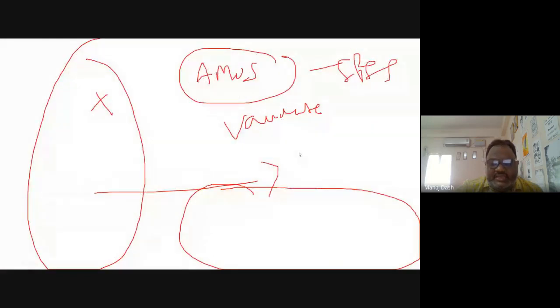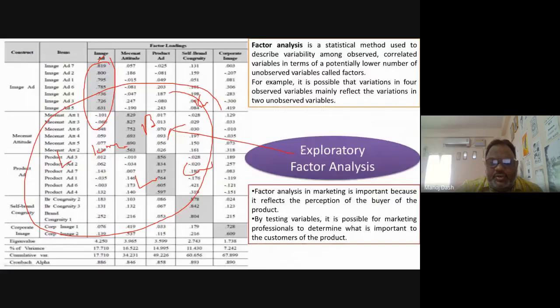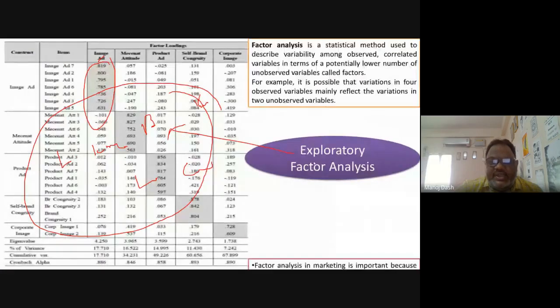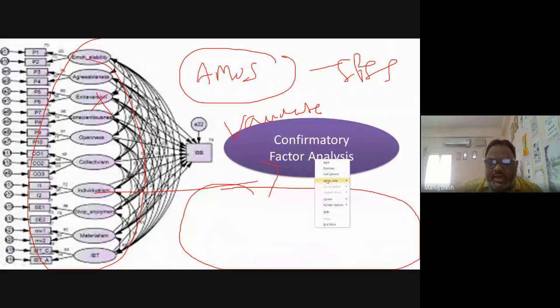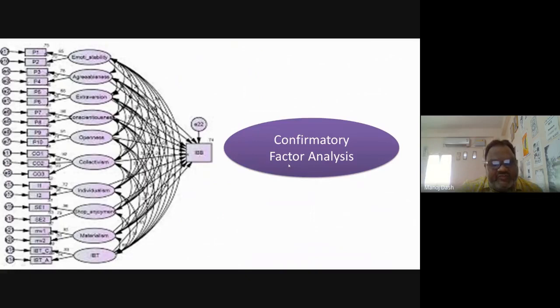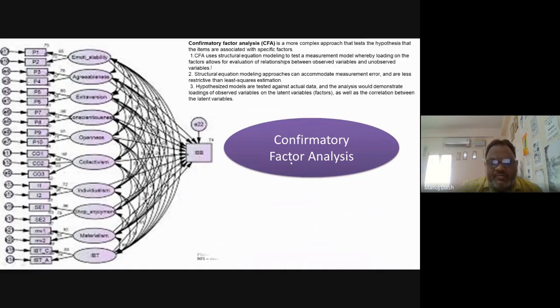What is the difference? Here it is explore. It is exploring the things. Here it is a validate thing. So there are two things: one is called explore and one is called validate. For explore, you apply the EFA, and for validate, you apply confirmatory.